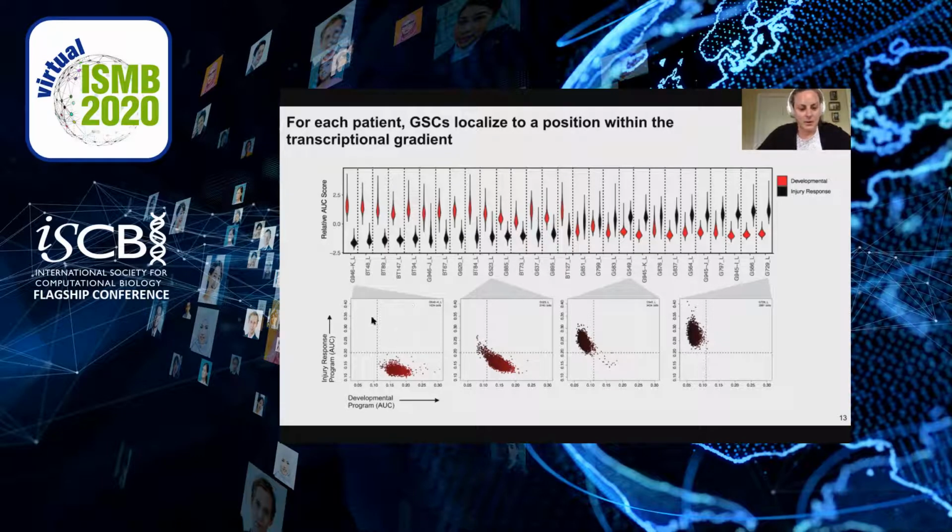So at the bottom, we visualize this relationship using two axes, where the x-axis represents the gene signature scores per cell for developmental, and the y is the injury response. And you can see in some cases, all the cells look developmental. In others, all of them look injury response-like. And then you have some samples here in the middle where you have this moderate mixing phenotype. And then in some cases, you actually have, such as G549 here, the majority of cells looking injury response-like with rare populations of developmental-like cells.